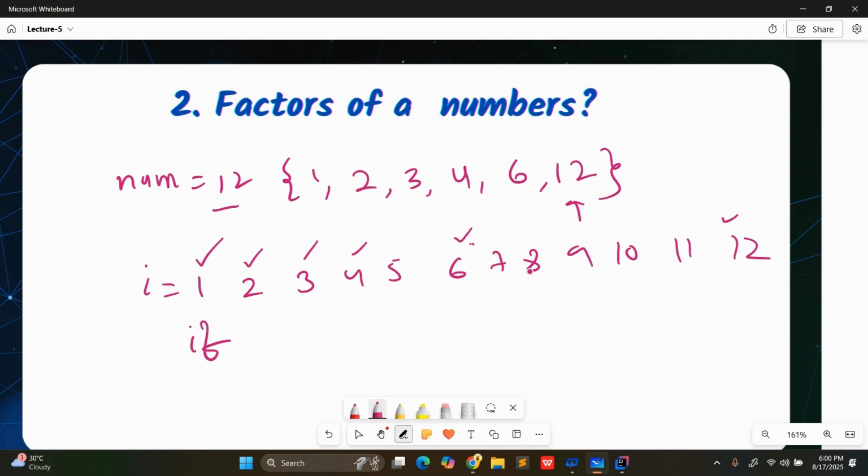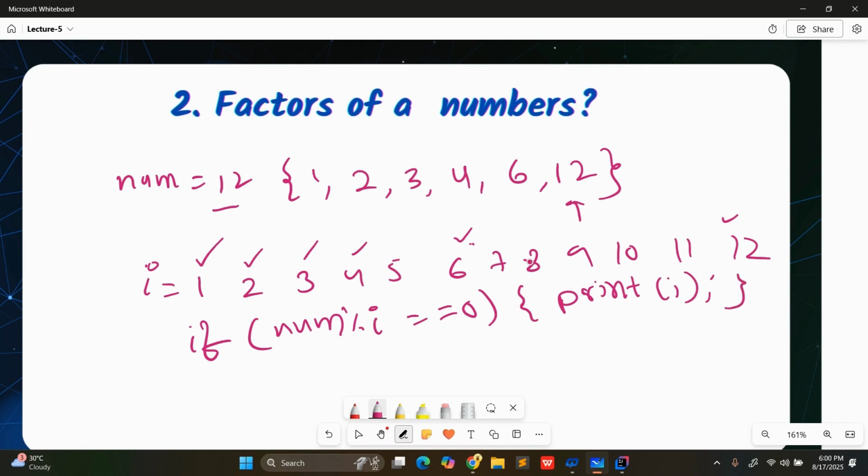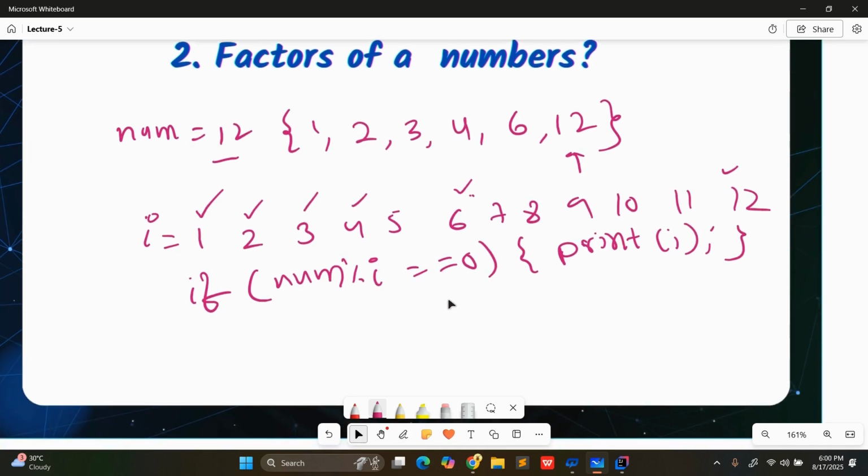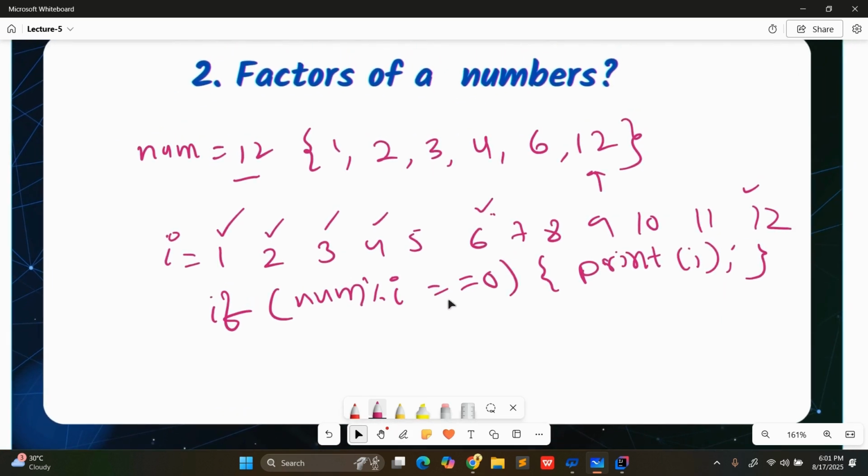We already discussed that we take all the elements as I. If number modulo I is giving me 0, that means this number completely divides n, so I would definitely print I, because that is my factor here. So this is the simple logic. Wait, I will write the pseudocode here.